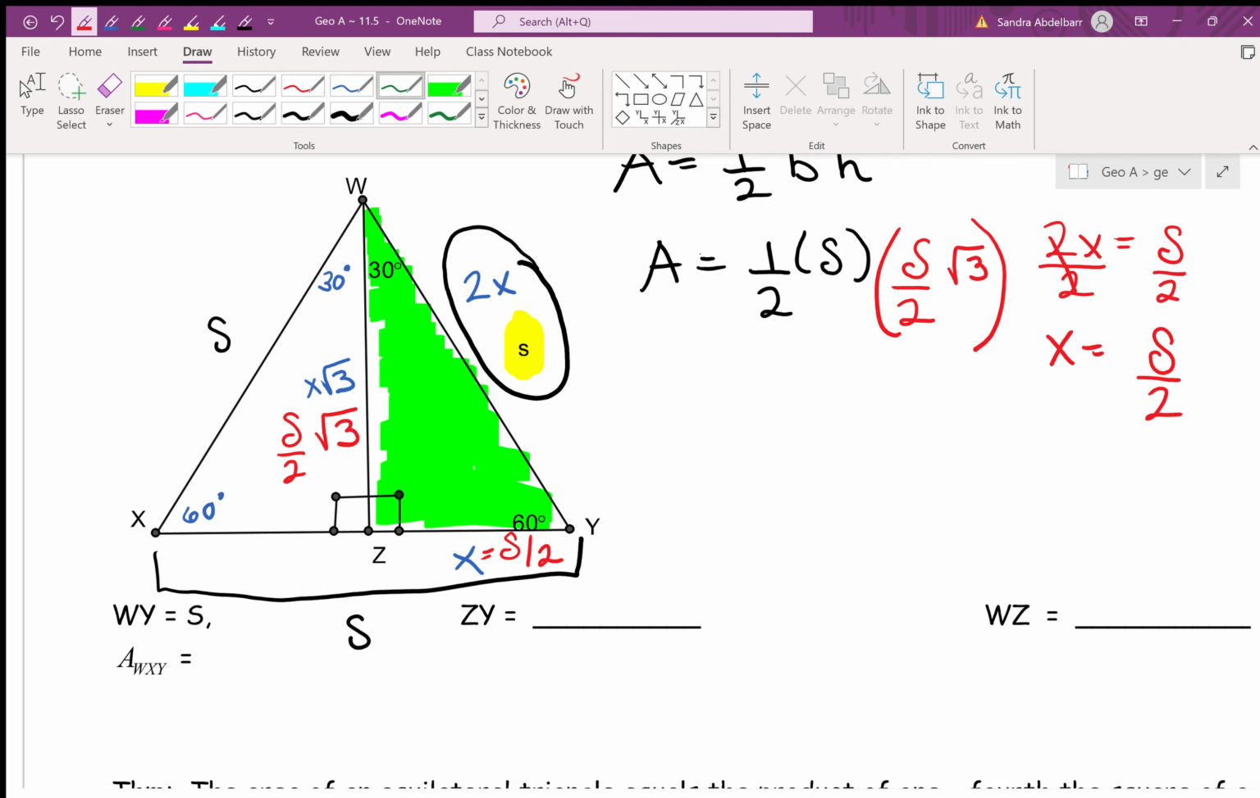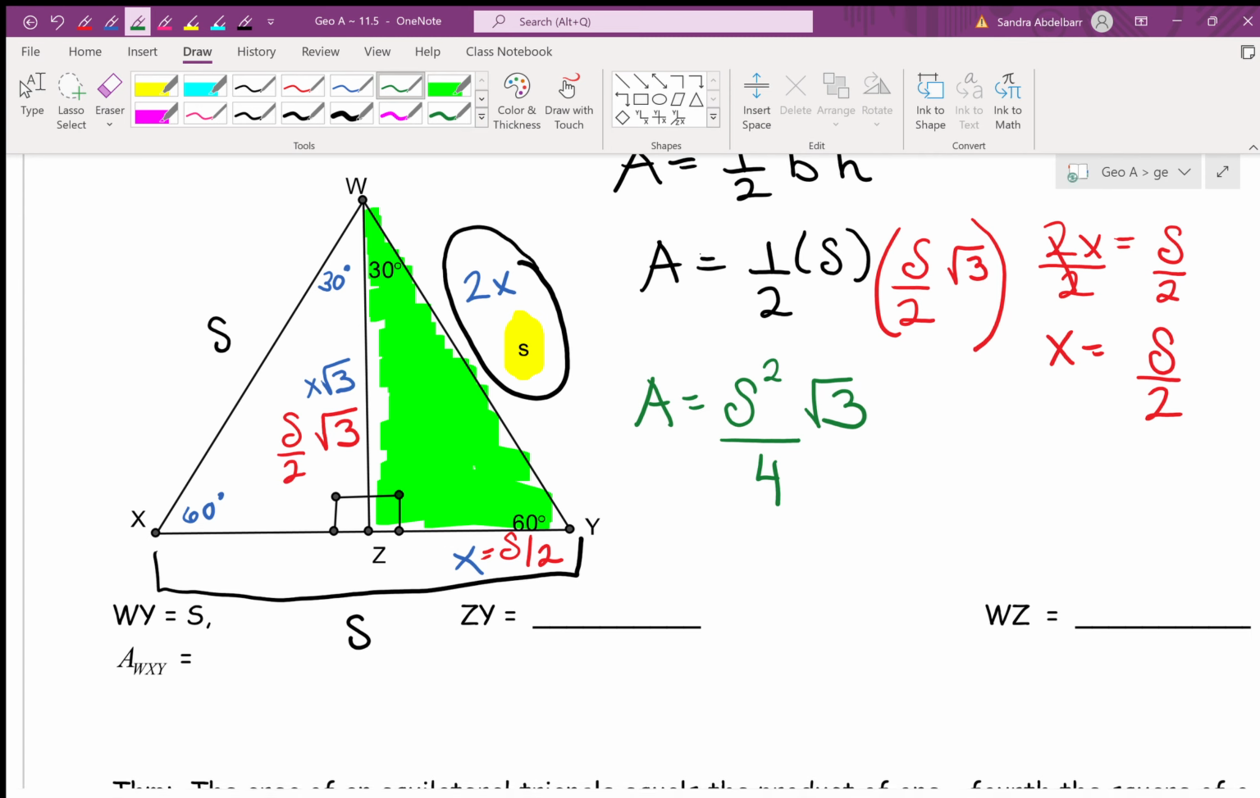And now we multiply. So my area is going to equal, I have to multiply all my numerators together. So 1 times s is s. S times s is what? Don't tell me 2s, please. Don't tell me 2s. S squared. S times s is s squared. We still have that root 3, right? What about now we multiply the denominators? 2 times 2 is 4. So we have s squared over 4 root 3.